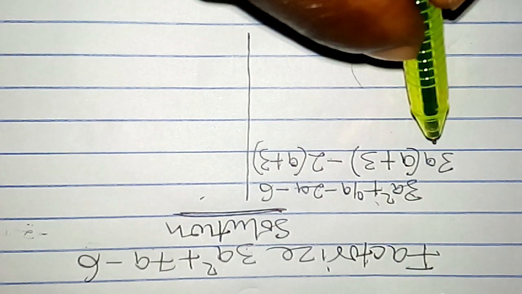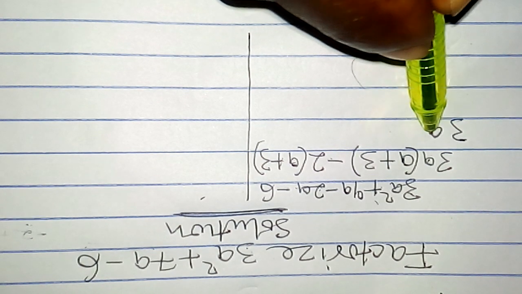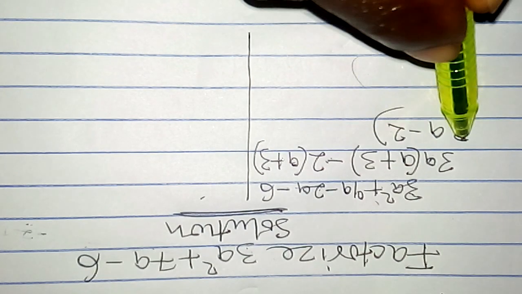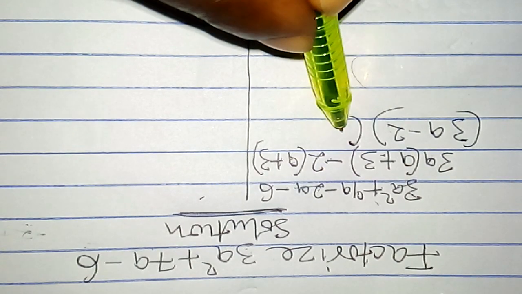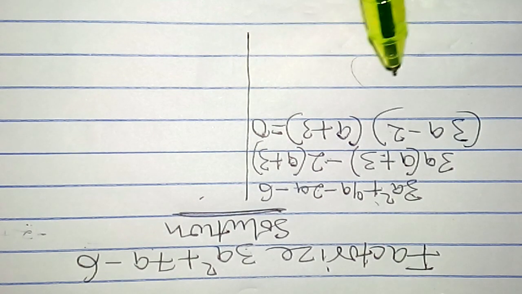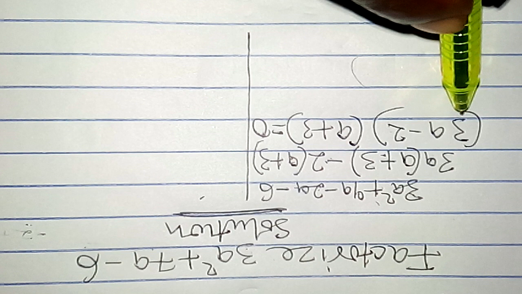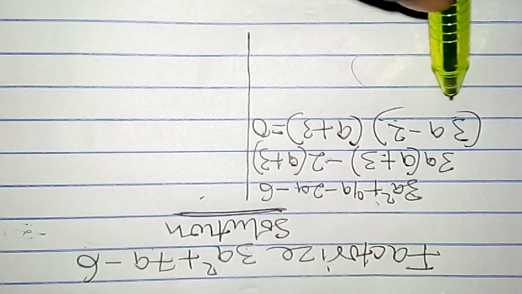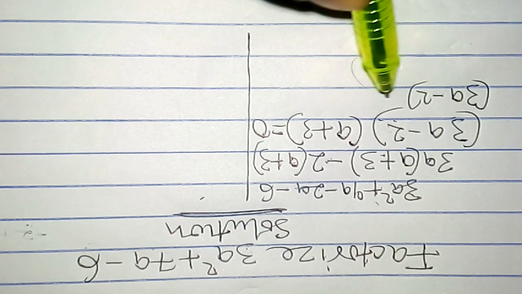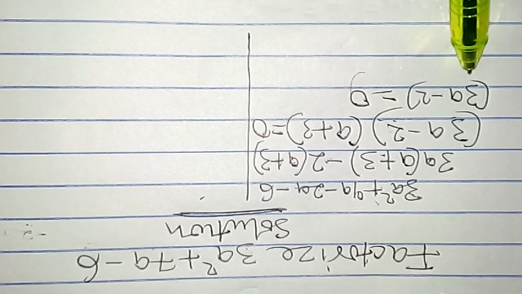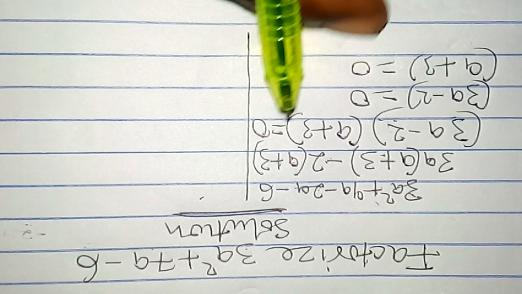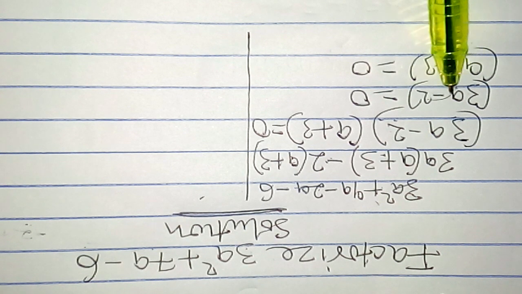So at this point, we will now write 3a minus 2, this and this. These two are the same, so we take one, and we go to 0. So at this point, we will now single it out. 3a minus 2 equal to 0. We do the same for this: a plus 3 equal to 0. So we now look for a here.